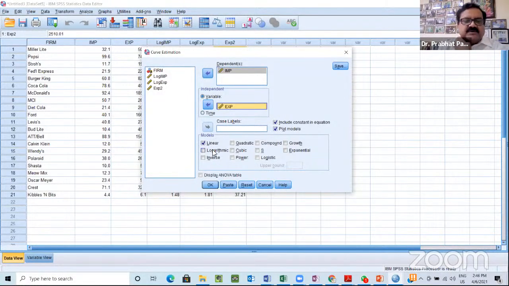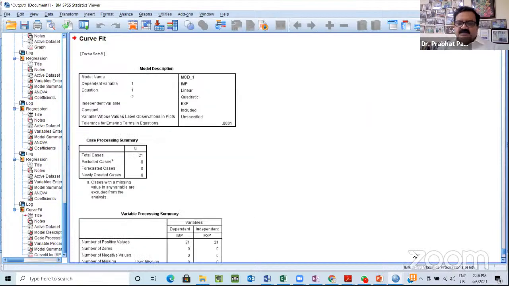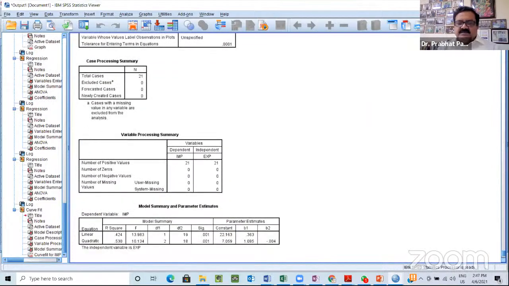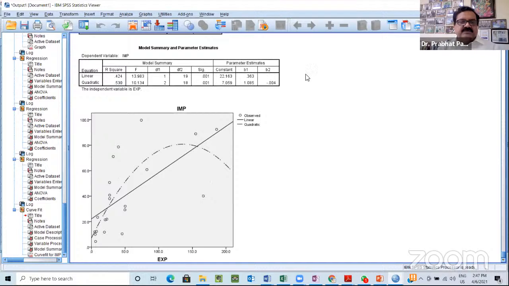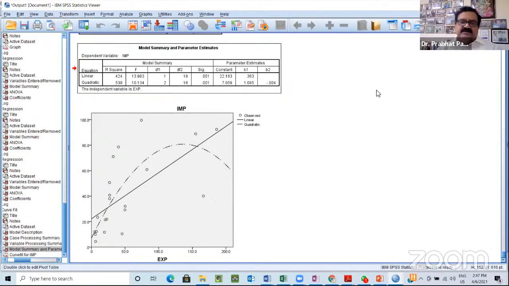Linear is already selected by default. So which equation do you want to estimate? Are you interested in linear, quadratic, cubic, logarithmic? All these options are here, and they are very interesting, state-of-the-art options. I have clicked quadratic and linear and said okay. I don't have to convert the data or create any other variable. Here the quadratic equation is already estimated, even without converting EXP into EXP square.